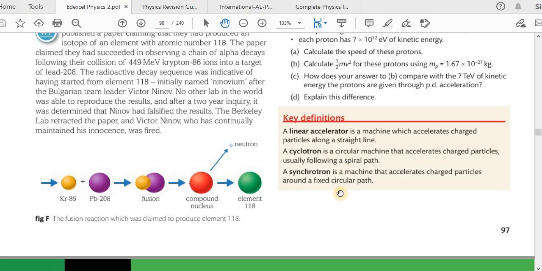Now you can see all these are particle accelerators. Here you see the word accelerates, here also accelerates. A linear accelerator is a machine which accelerates charged particles along a straight line. A cyclotron is a circular machine that accelerates charged particles, usually following a spiral path. A synchrotron is a machine that accelerates charged particles around a fixed circular path.